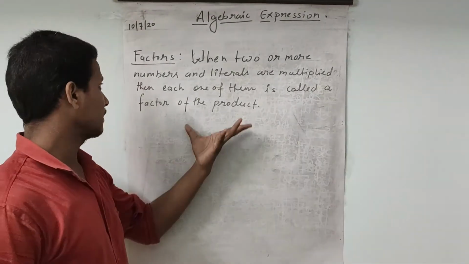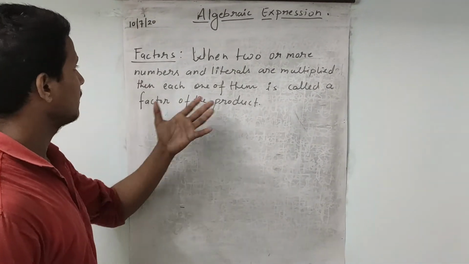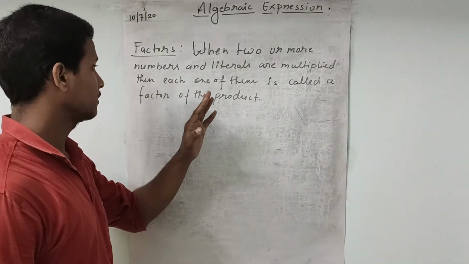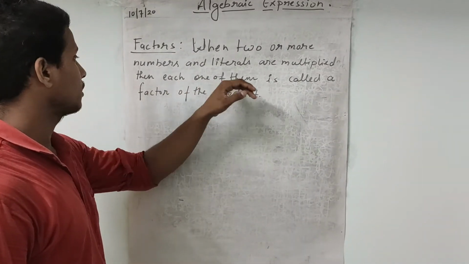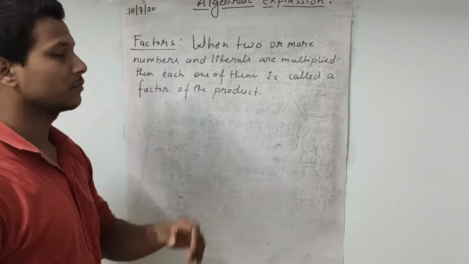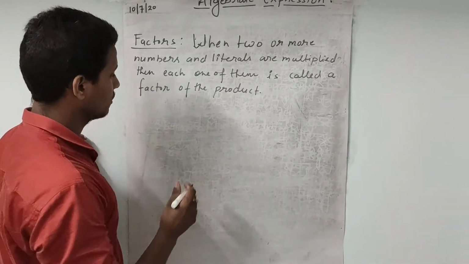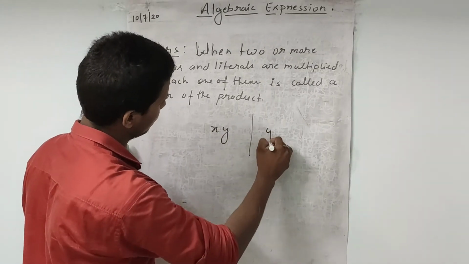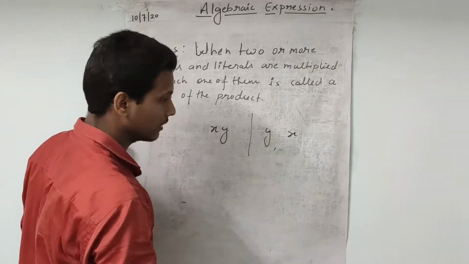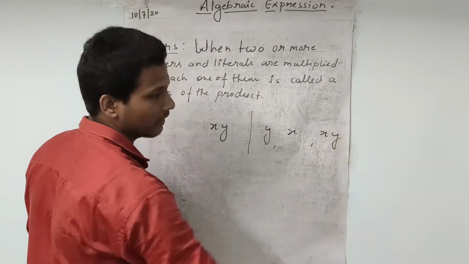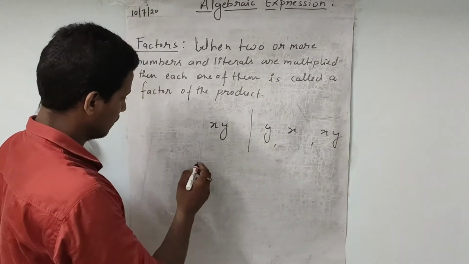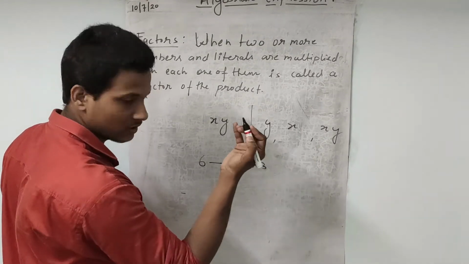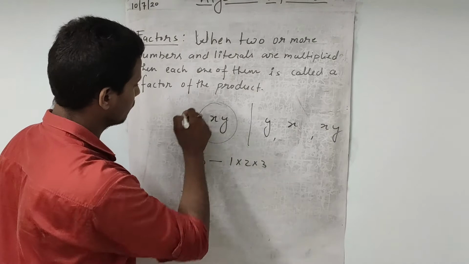So the definition: when two or more numbers and literals are multiplied, then each one of them is called a factor of the product. Suppose I have xy, then y is a factor, x is a factor, and xy is also a factor. Just like 6 can be represented as 2 into 3 in product form.